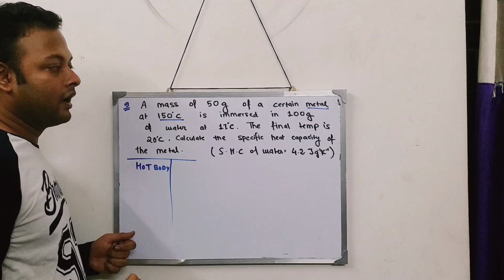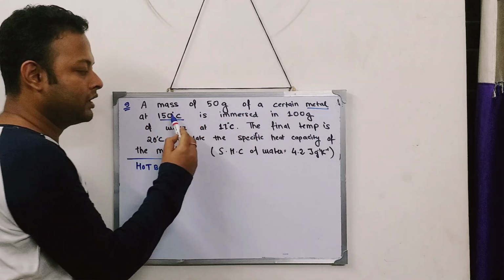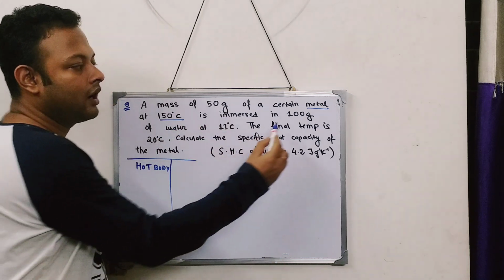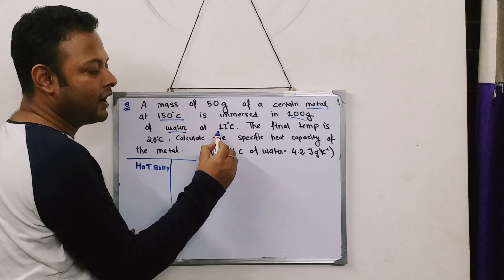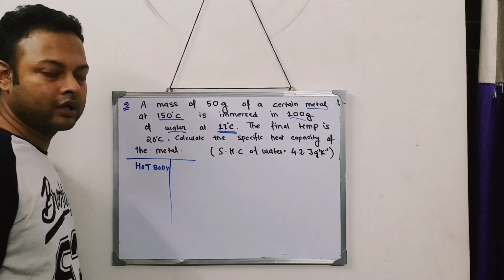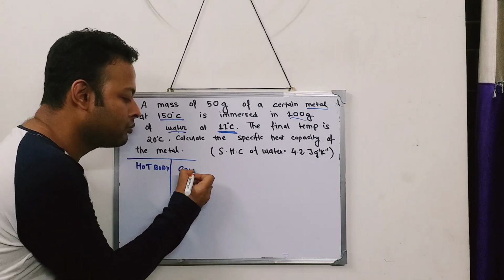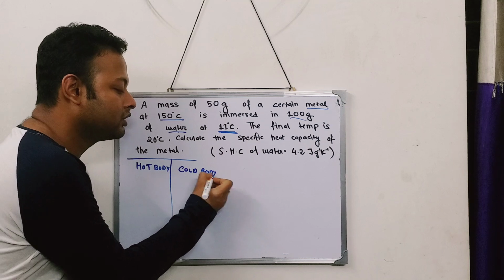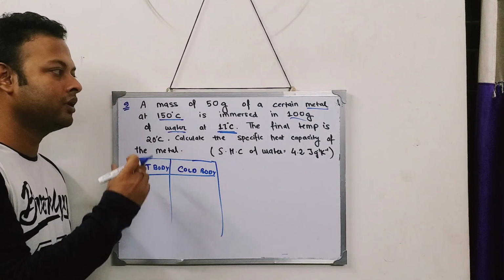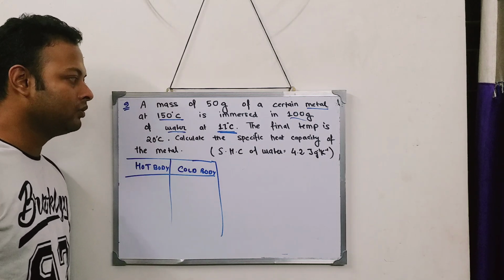And that metal, if you read the question, that certain metal at 150 degrees centigrade is immersed, is put in 100 gram of water at 11 degrees centigrade. Now looking at the water which is at 11 degrees centigrade, what do you think? Is that hot or cold? That's a cold body. So I'll categorize this: one, I have a hot body which is the metal, and the cold body is the water.